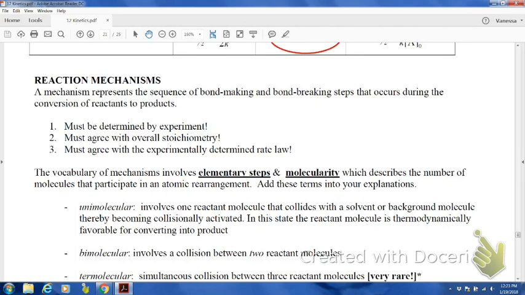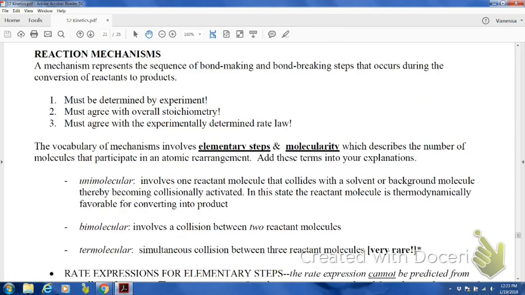So before we do that, we need to talk about some of the vocab that we need to take care of, and that is the elementary steps and molecularity. A mechanism represents the sequence. What we see as the balanced equation, again, is the overall part, okay? Must be determined by experiment, and it has to agree with the overall stoichiometry, and it must agree also with the rate law, okay?